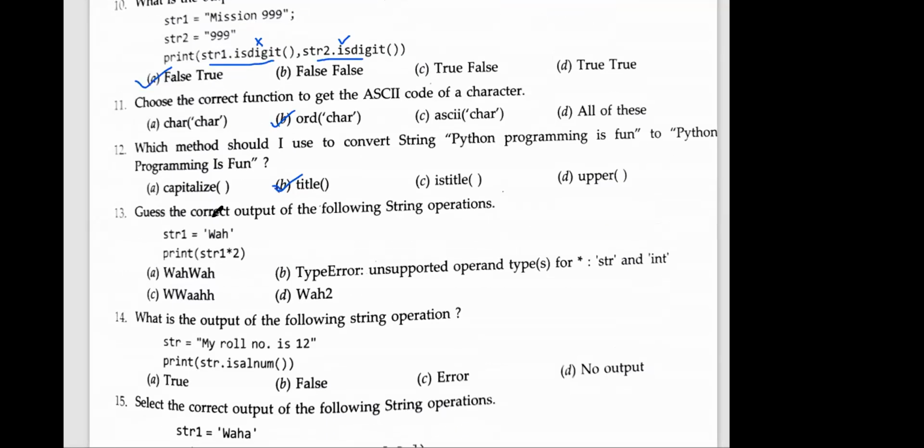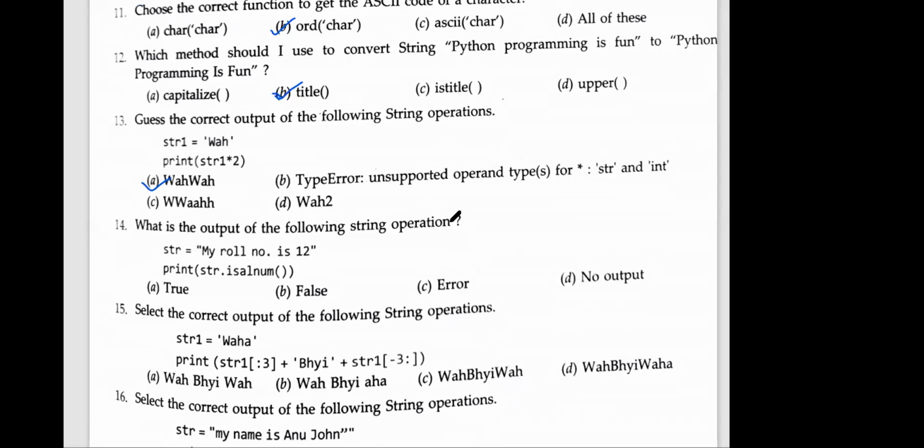Okay, then next is guess the correct output of the following string operation. What will be the answer? Very easy. A. A. See, basically we are using multiplication by 2 here. Multiplication indicates replication. So WAH will be written 2 times. So this will be the answer. Okay, then next is what is the output of the following string operation?